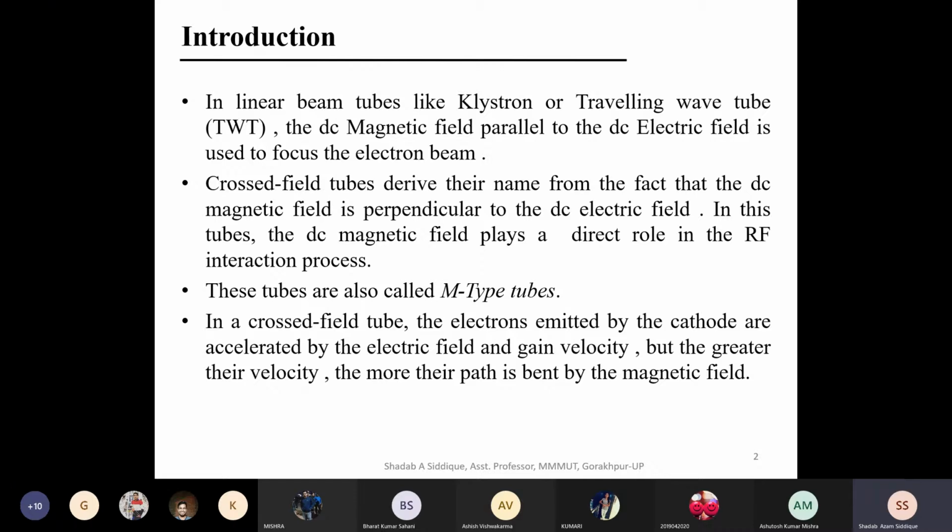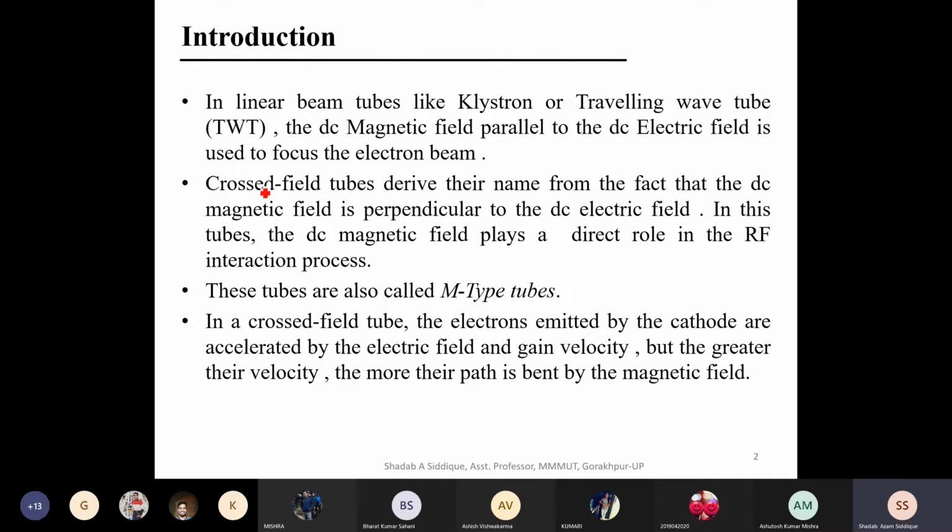The traveling wave tube and klystron amplifier are also called linear beam tubes. There we have a DC magnetic field which is parallel to the DC electric field, and that is used to focus the electron beam. Like we have seen in the reflex klystron, we have a cathode as well as an anode, and when we apply the voltage V naught, electrons are transmitted from the cathode, go through the gap, and again go to the repeller space. So the electric field and the magnetic field are parallel to each other.